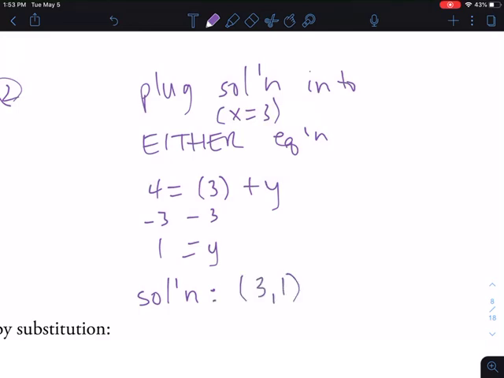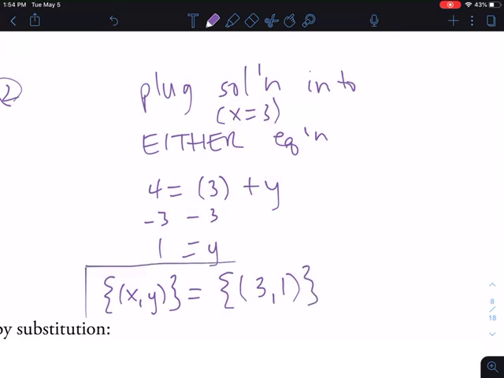Okay. And I'm actually going to modify how we write our answers. Instead of writing this now, we're going to use some of our set notation abilities from our previous units. Okay, so we're going to say the set of all points (x, y) that make this system true is the point (3, 1). Okay, so that's how I want us to be writing our solutions from now on going forward.